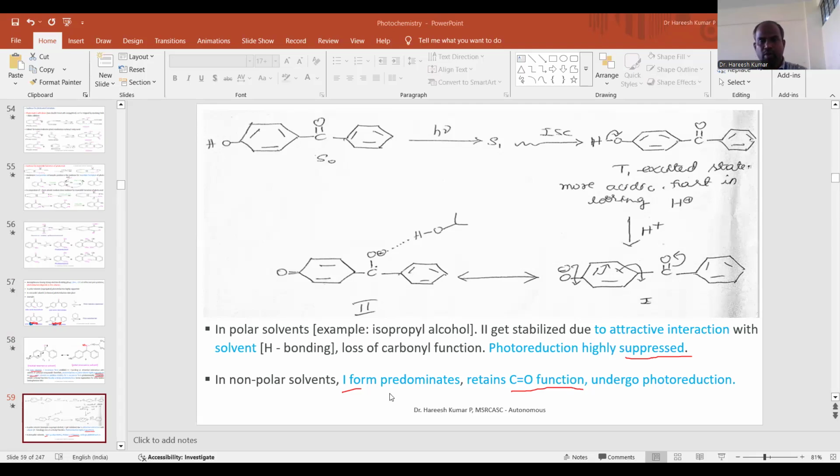So in non-polar solvent, this is form 1. Form 1 means a ketonic form will be the more stable one. That's the reason you can remember that non-polar solvents favor the photoreduction and polar solvents suppress the photoreduction. That's what you need to remember. I will go to the next slide.